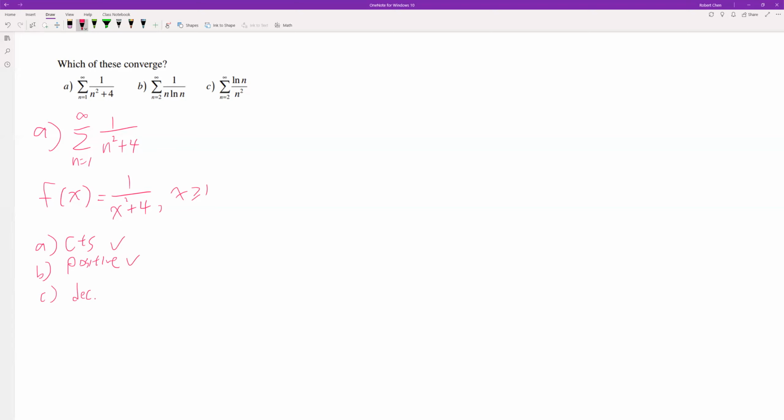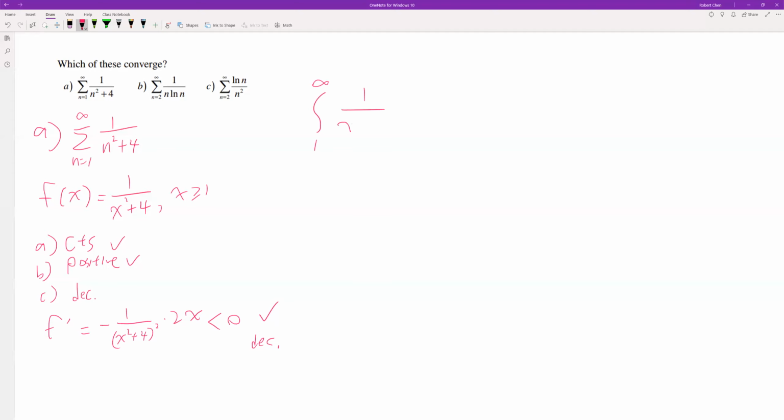Decreasing, right? Again, we can check that by taking the derivative. All right, so let's do that. So f prime is going to be negative 1 over x squared plus 4 squared times 2x. Right. Now, since x is always positive and x squared plus 4 quantity squared is always positive, this negative sign will make it always negative, right? So yes, it's decreasing. All right, so let's go ahead and perform the integral test from 1 to infinity.